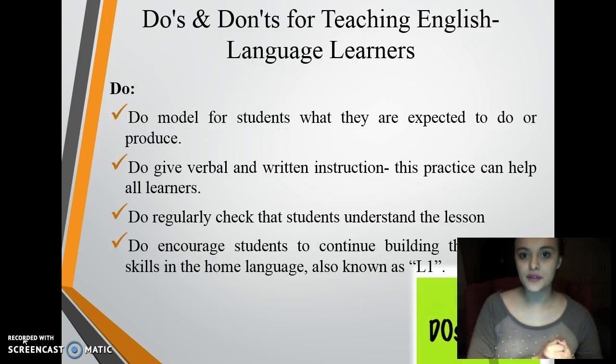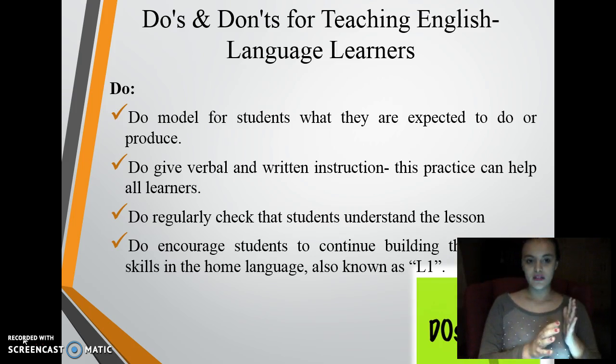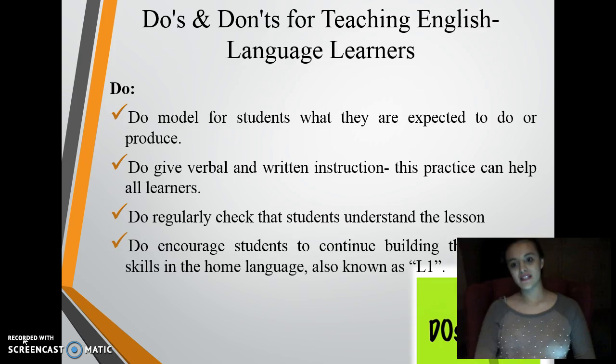The do's and don'ts for teaching English language learners. We're going to start with the do's. Do model for students what they are expected to do or produce. This is basically when teachers do the activity before the students, so students can get motivated. Do give verbal and written instruction. This practice can help all learners.